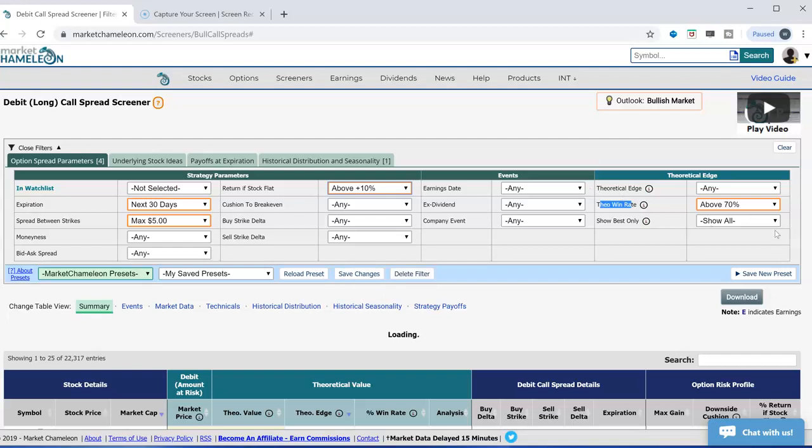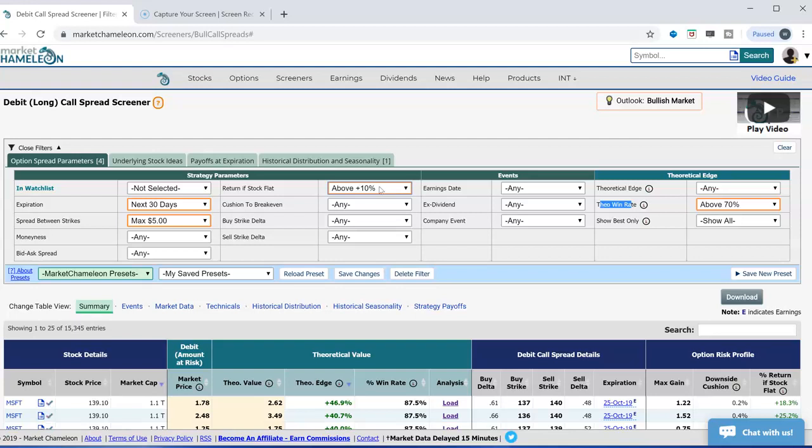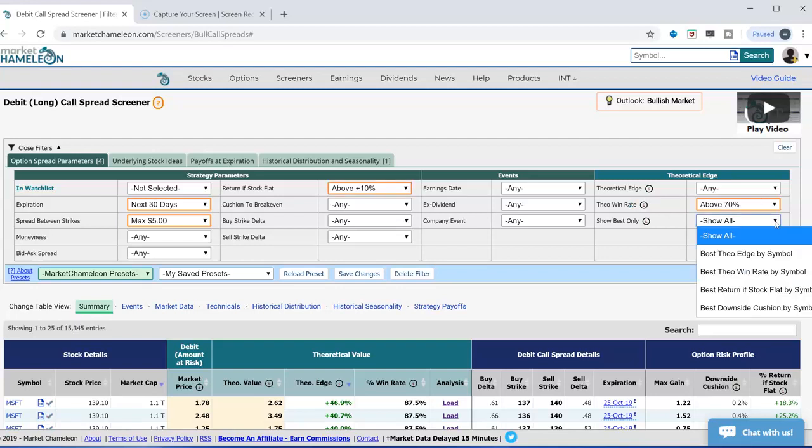And now I'm going to look for the ones with the highest theoretical edge. So now we have return to flat, at least 10% return if the stock is flat at expiration. We want the historical win rate to be 70%. And now I'm going to return the best theoretical edge there is, so the most underpriced call spread given all these other parameters.